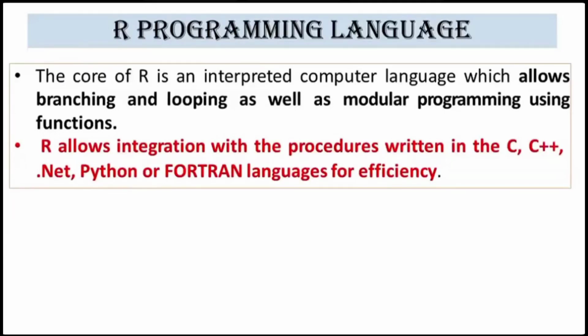The core of R is an interpreted computer language, which allows branching and looping, as well as modular programming using functions. And this language allows integration with C, C++, .NET, Python, or Fortran. So that's why this language is widely used in data science, artificial intelligence, and machine learning.